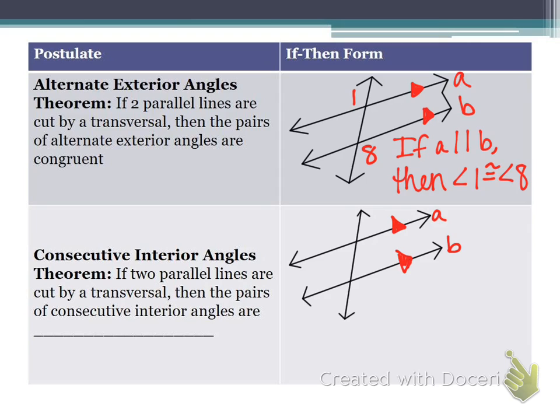All right, so this time we're talking consecutive. So I'll go with these two angles, 4 and 5. So this time, if two parallel lines are cut by a transversal, then the pairs of consecutive interior angles are? On the same side. They're not congruent. That's the tricky part about this. We get in this pattern, everything's congruent, congruent, congruent. These ones are supplementary.